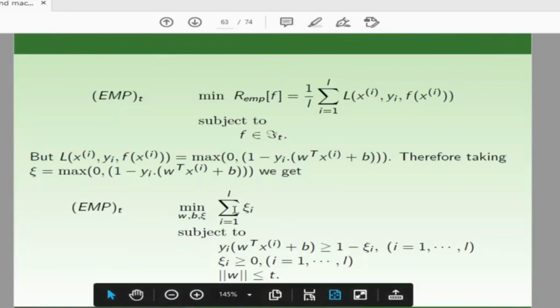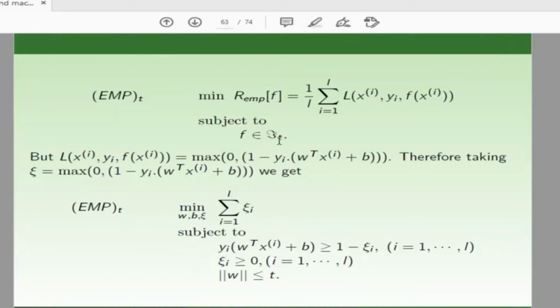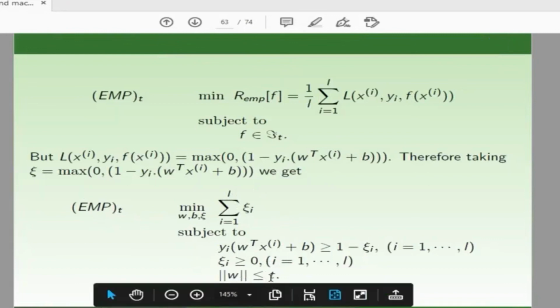Now everything is old. There's nothing very different here, except this last term, norm W less than or equal to T, because this family depends upon the parameter T. So from here, I will get this term, but from here, I will get this T as well. So for every T, I can solve this, and then I can choose the one for which this quantity is minimum, and so forth.